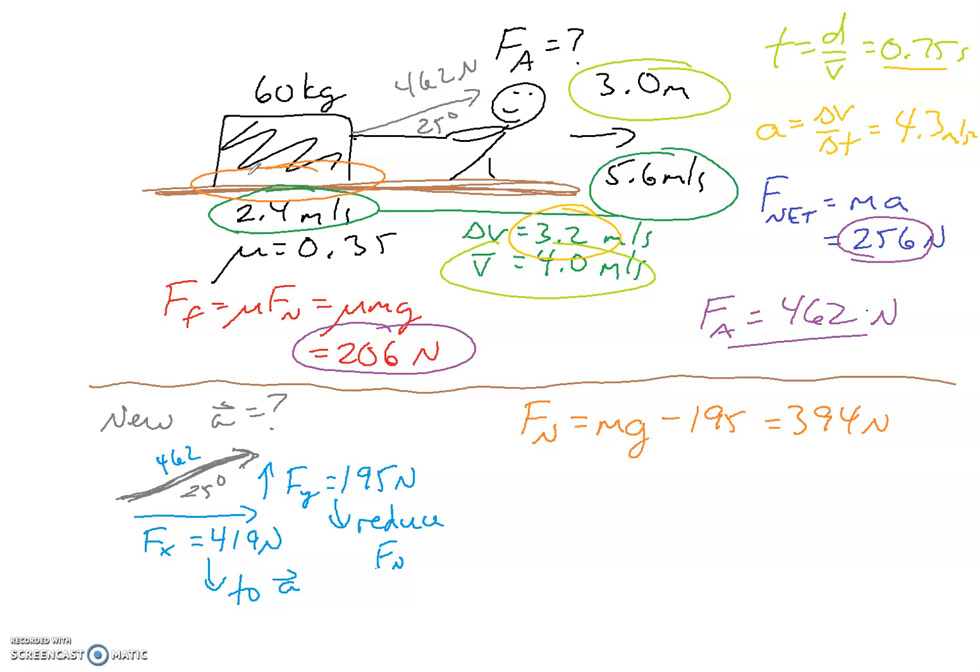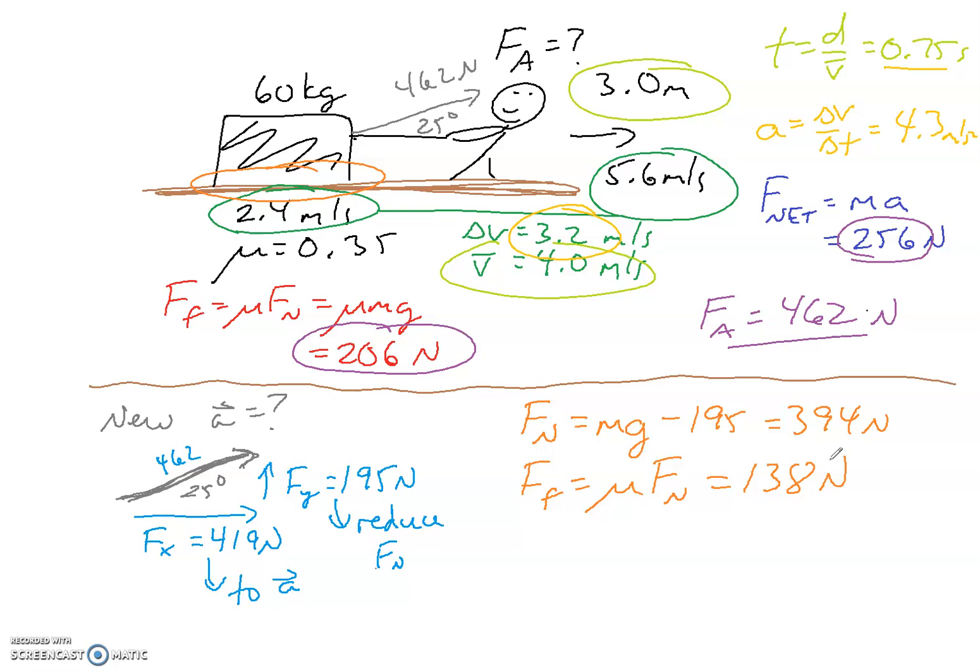Now that I have my new normal force, I can calculate my new friction. Same coefficient of friction, new Fn. Coefficient of friction was 0.35. Fn is now 394. If I multiply those two together, my friction is around 138. Before, my friction was 206. Now my friction is only 138 because he's pulling up on the box a little bit, reducing normal force, which in turn reduces friction. This is often why, when we try to move something heavy, we pull up a little bit to take care of some of that friction.